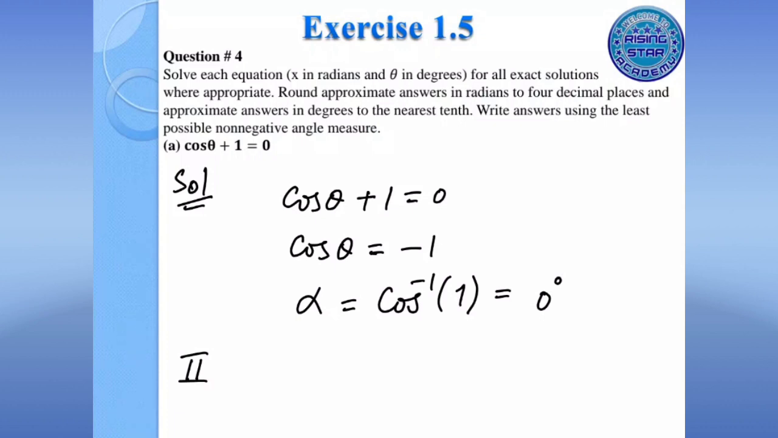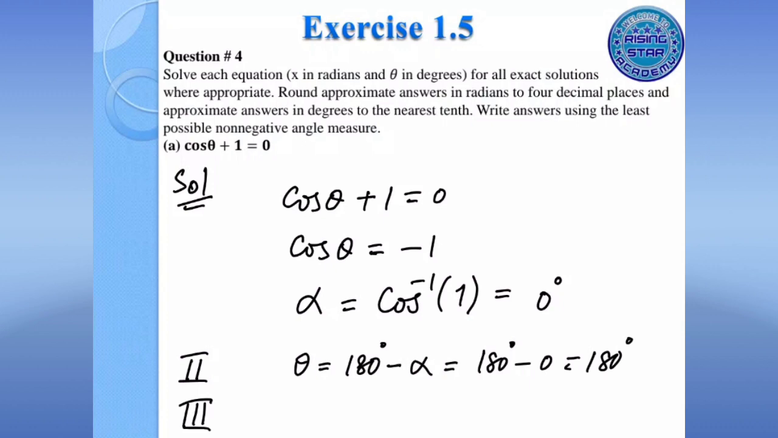So we know that the cos would be negative in quadrant number 2 and in quadrant number 3. So in the second quadrant, we will write theta is equal to 180 minus alpha. So that would be 180 minus 0, which is equal to 180 degrees. In the third quadrant, the theta would be 180 plus alpha. So 180 plus 0 is equal to 180 degrees.